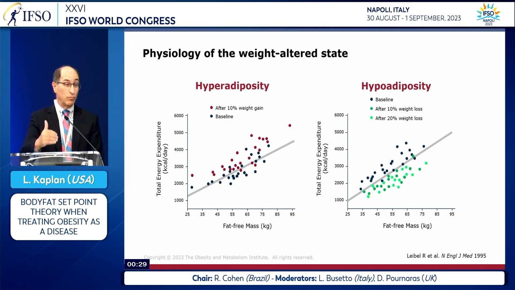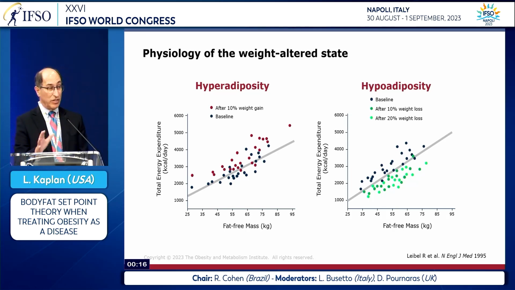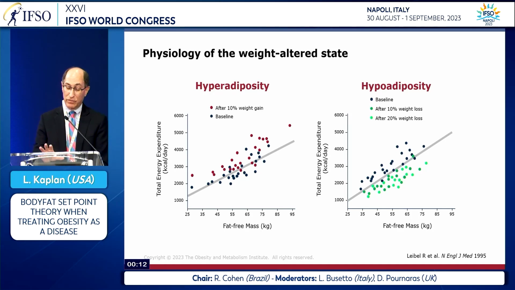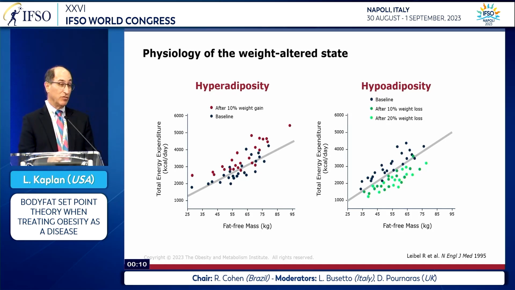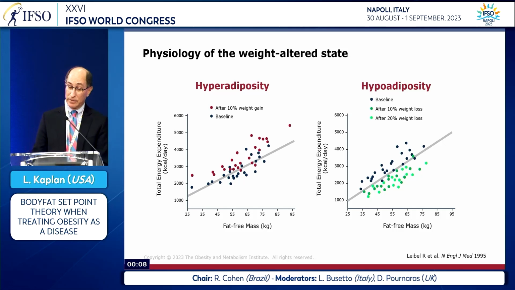As they lost weight, they no longer were hyper in terms of their energy expenditure or thermogenesis. They were hypothermic. They were hypothermogenic. So you can see here that the body responded very quickly and very powerfully. These are not subtle differences when you add them up day after day after day.